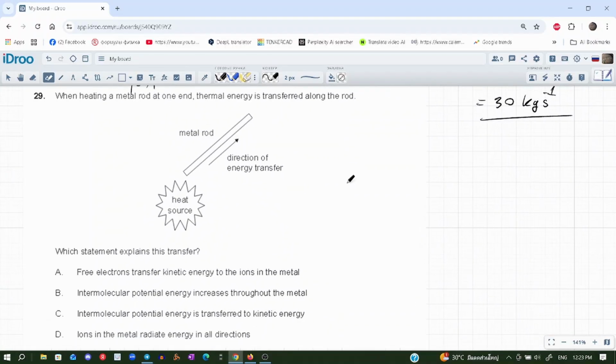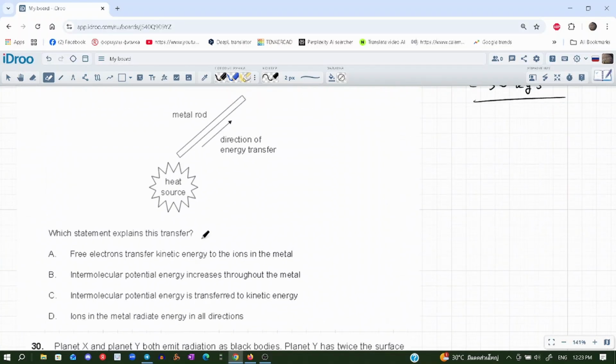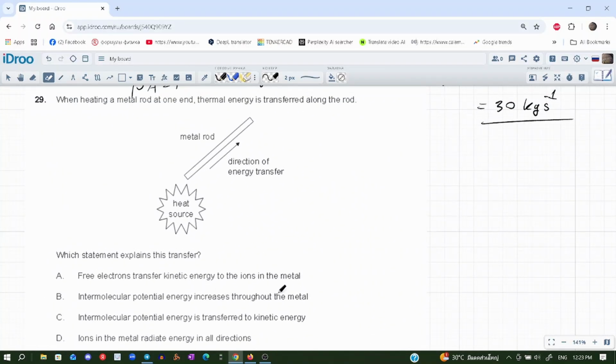Number 29. When heating a metal rod at one end, thermal energy is transferred along the rod. Which statement explains this transfer? Free electrons transfer kinetic energy to the ions in the metal. Actually, yes. It's option A.